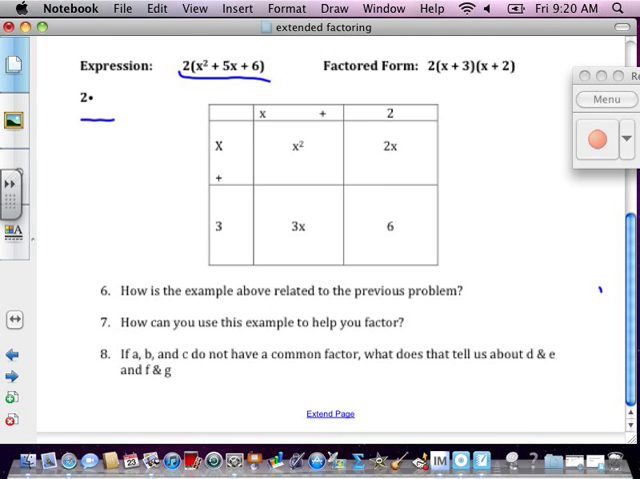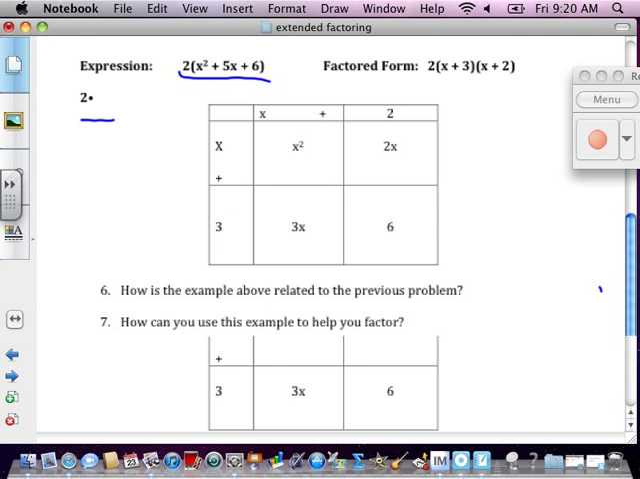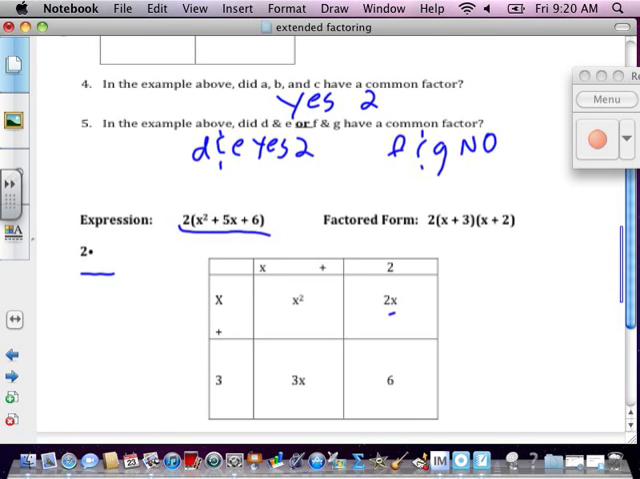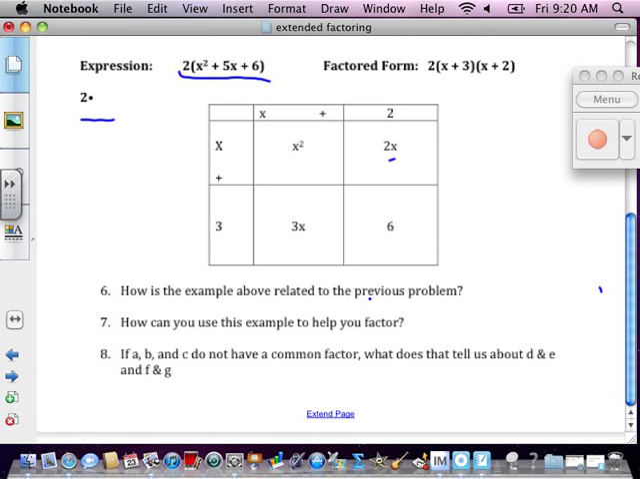How is the example above related to the previous problem? It's the same. But the common factor is taken out. This is all for 1. It is the same, but the common factor is taken out.